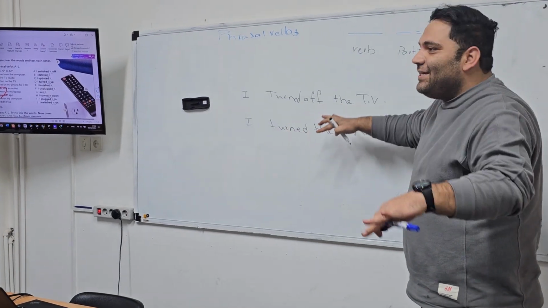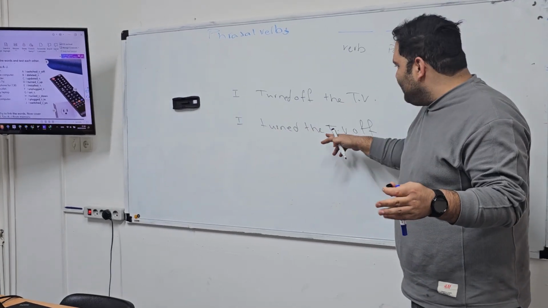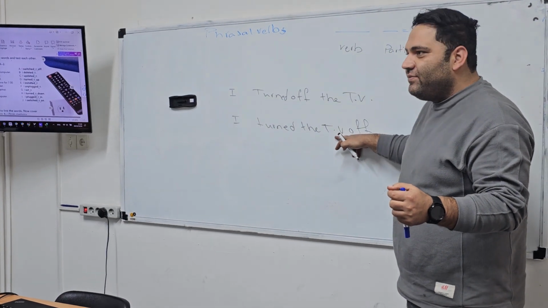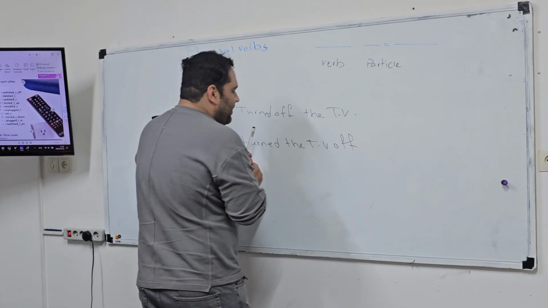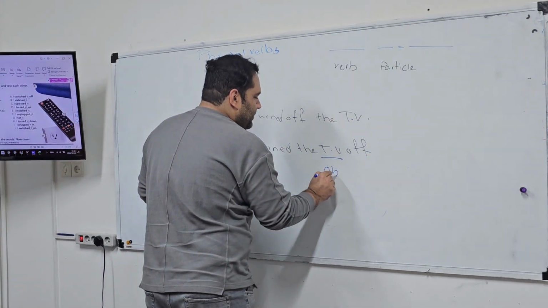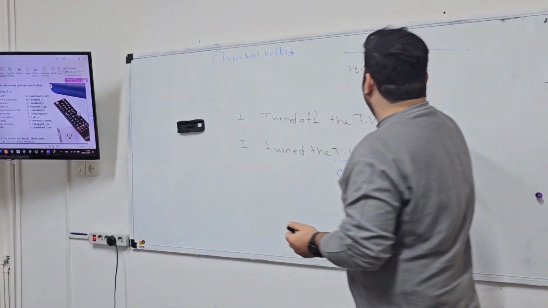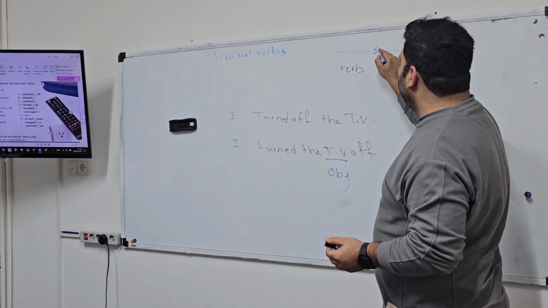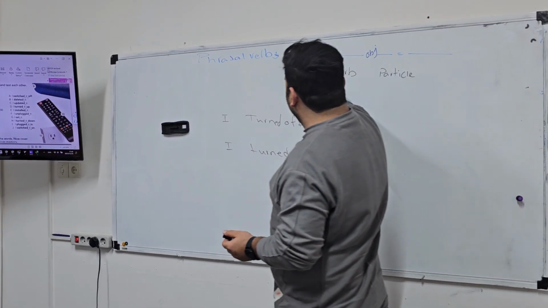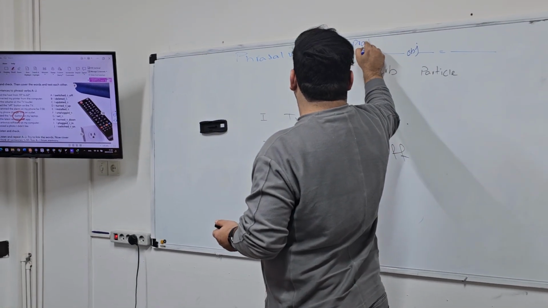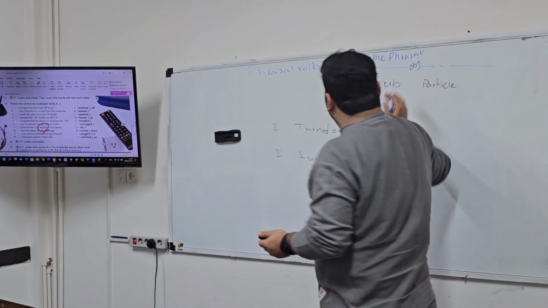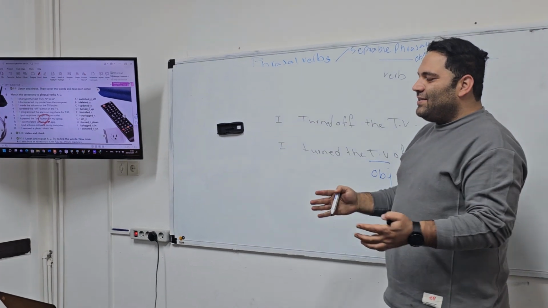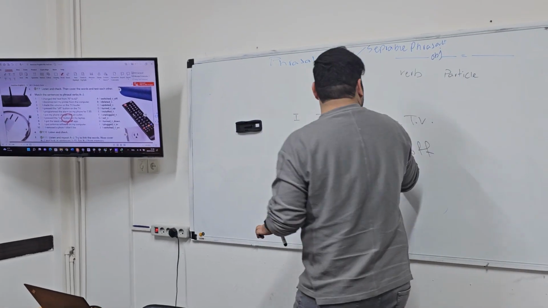So in English, there are some verbs. And what is in between? I turned the TV off. Is it a subject or object? Object. Excellent. So in English, if you can separate these two, I mean the verb and particle, and use an object in between, we call them separable phrasal verbs. But in some other cases, it's impossible. We cannot separate them. For example, look at this one.